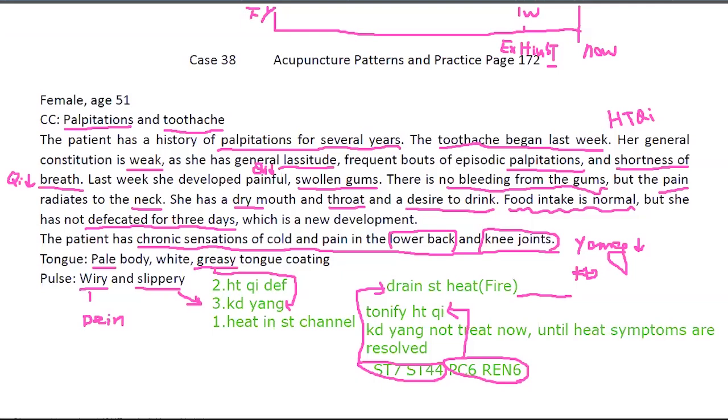Any more discussion for this case? Is toothache the technical diagnosis? It's not like some sort of obstruction there, right? What do you mean by diagnosis, the illness name or pattern? Illness name, just the chief complaint. Yeah, palpitation and the toothache, just the chief complaint.